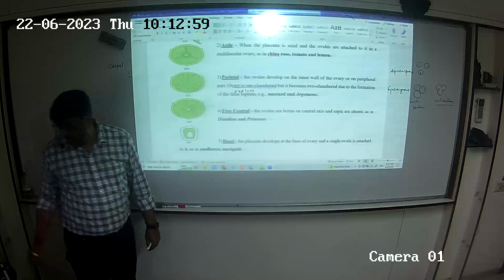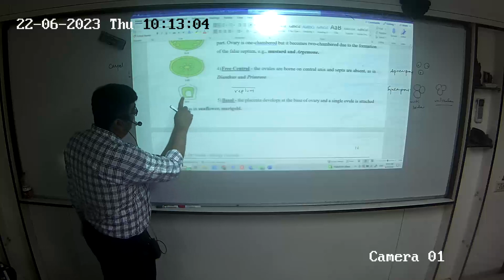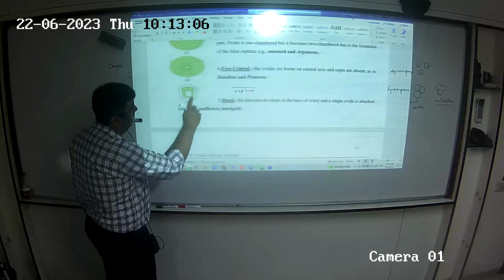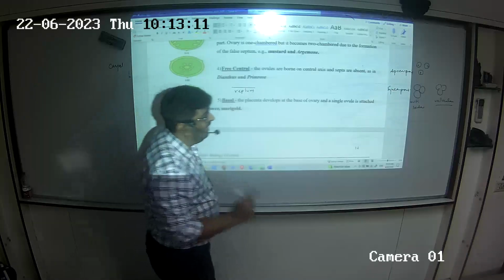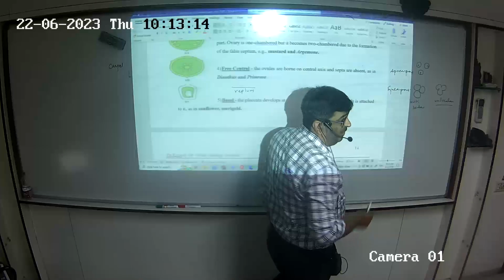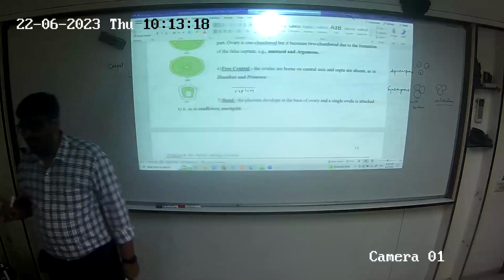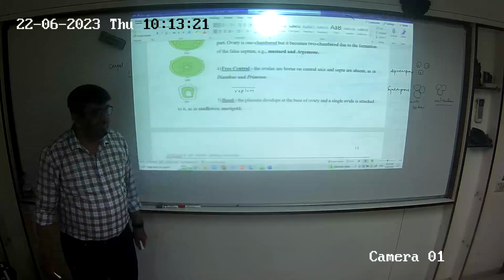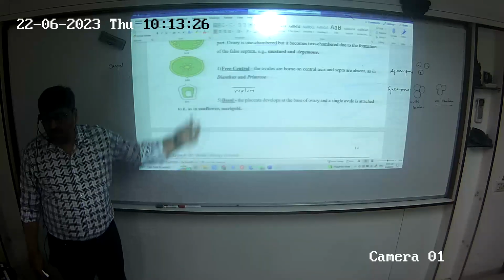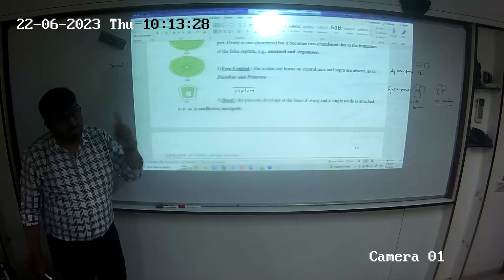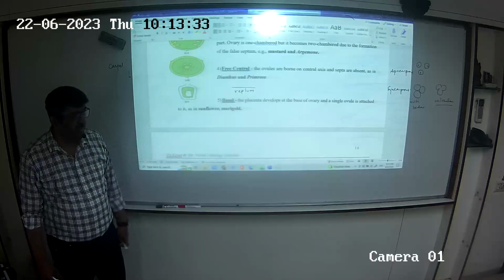And the fifth one is the most cutest of all, basal placentation. The placenta develops at the base of the ovary. This is the placenta at the base of the ovary, and a single ovule is attached. This is the most important point for me, because so far in no placentation has a single ovule been described, that there is only one ovule in an ovary. Sunflower and marigold are examples, right?